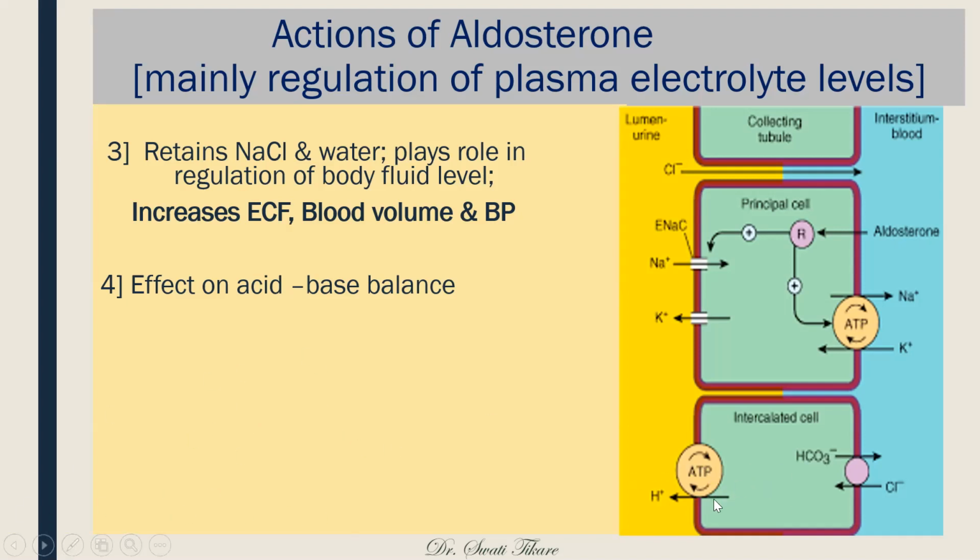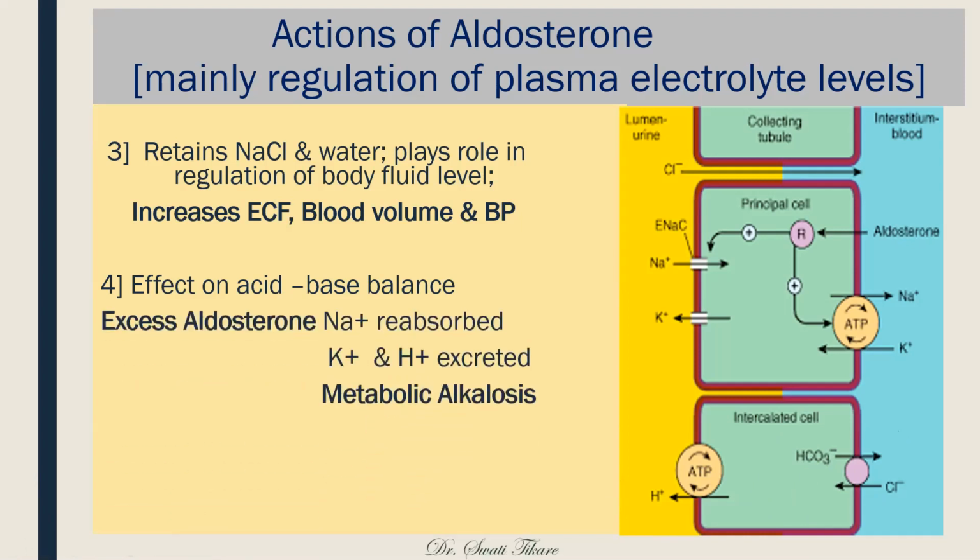Hydrogen ions are leaving the body, whereas bicarbonate is getting added to the body. So alkali is getting added, acid is getting secreted. So there will be metabolic alkalosis if there is excess aldosterone, whereas the opposite will happen if there is deficiency. Hydrogen will be left in the body, causing acidosis. Okay, we will see the same in the text.